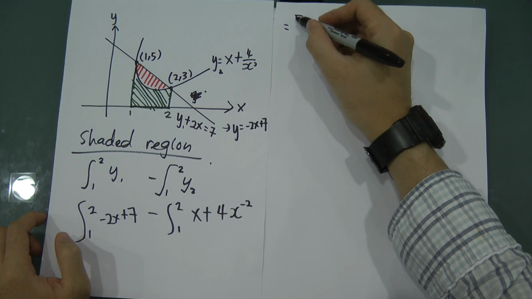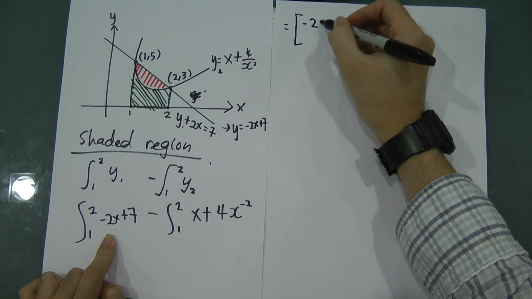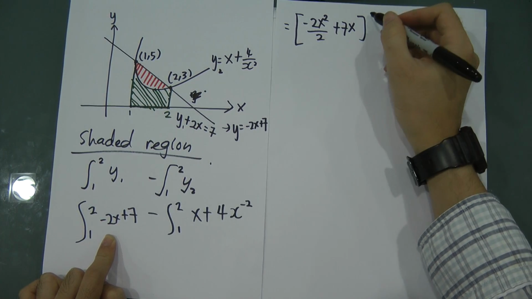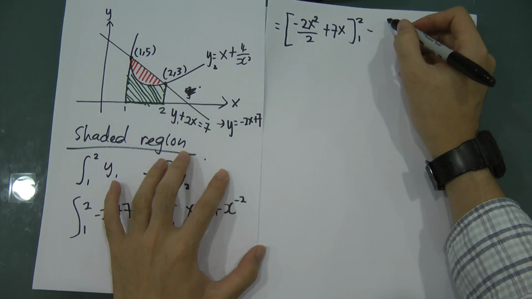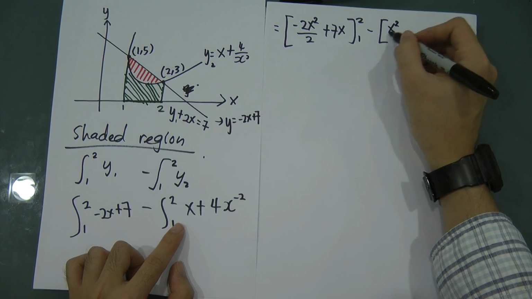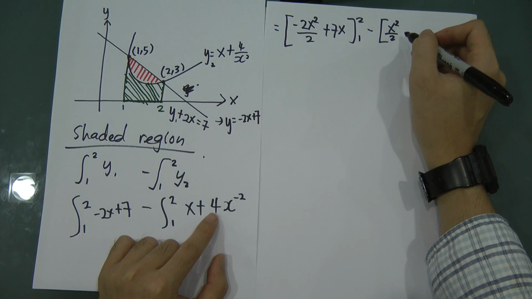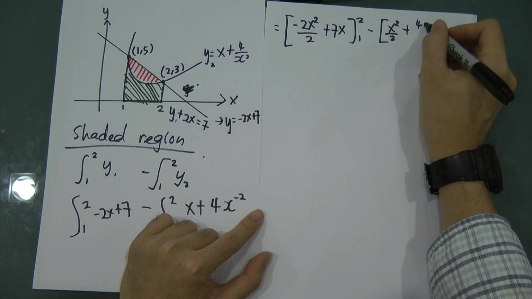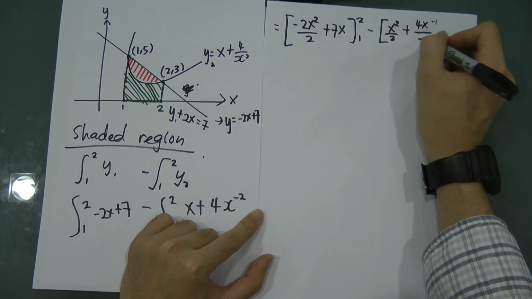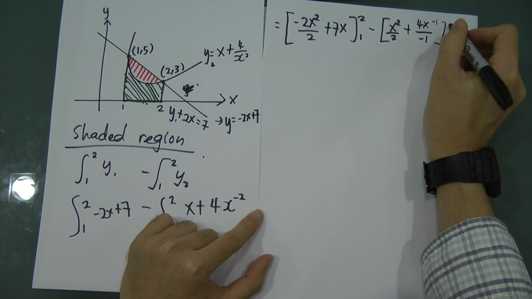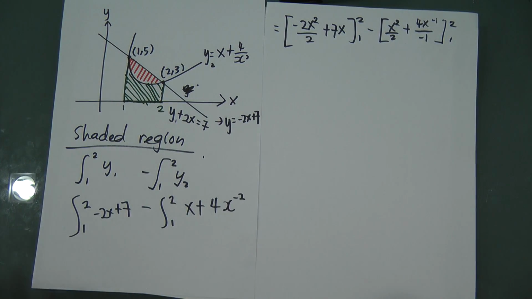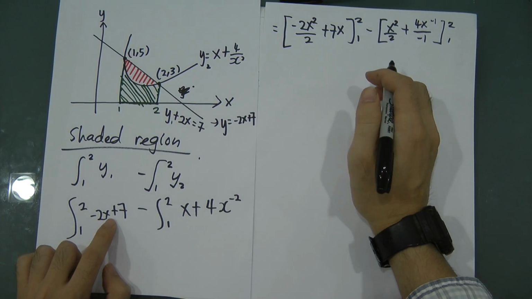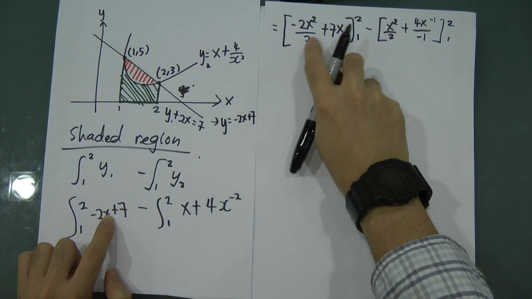Okay, so this one is simple. This one will be negative 2x squared over 2 plus 7x, from 1 to 2, minus, I integrate this one. This one I get x squared over 2. Then negative 2 plus 1, I will get plus 4x to the power of negative 1 over negative 1, same from 1 to 2. Alright. Integration should have no issue, just the power plus 1 divided by the new power. This is x to the power of 1, plus 1 becomes 2, divided by the total power 2.